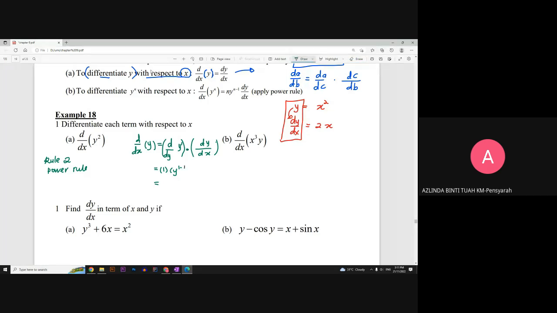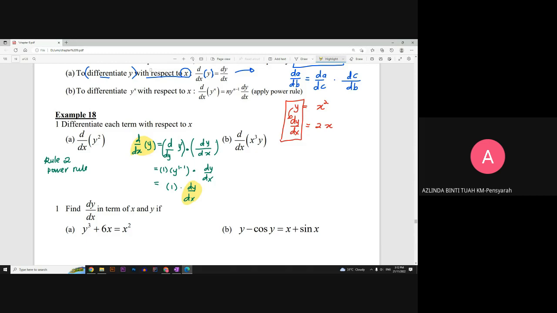Okay, power minus 1. So we're going to get y to the power of 0 for the first part and multiply with the second part, dy per dx. And when we simplify this, y to the power of 0 is equal to 1 times with the dy per dx. What do we get from here? We get the differentiation of y with respect to x is equal to dy per dx.